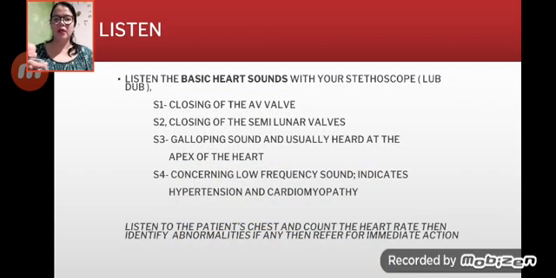Then the last one would be listen to the basic heart sounds, with the use, of course, of the stethoscope. So you'll be hearing the lub dub. S1 is the closing of the AV valve. S2 is the closing of the semilunar valves. And S3, which is the galloping sound usually heard at the apex of the heart, is also abnormal. And S4 is a low frequency sound, which indicates hypertension and cardiomyopathy.